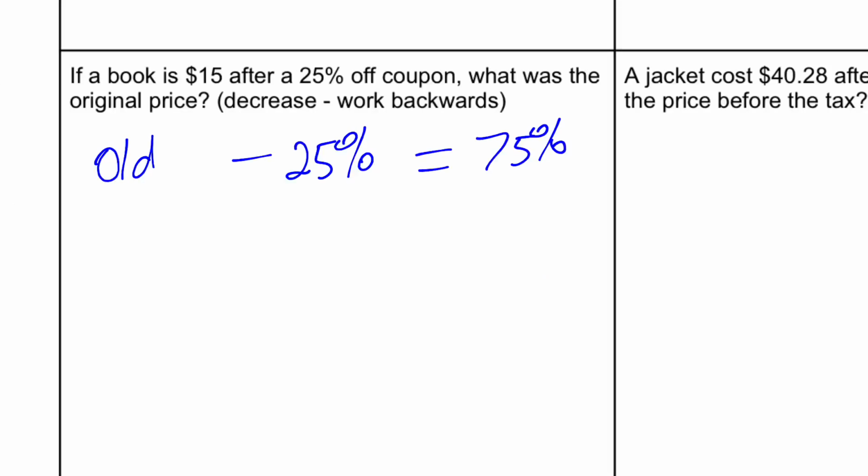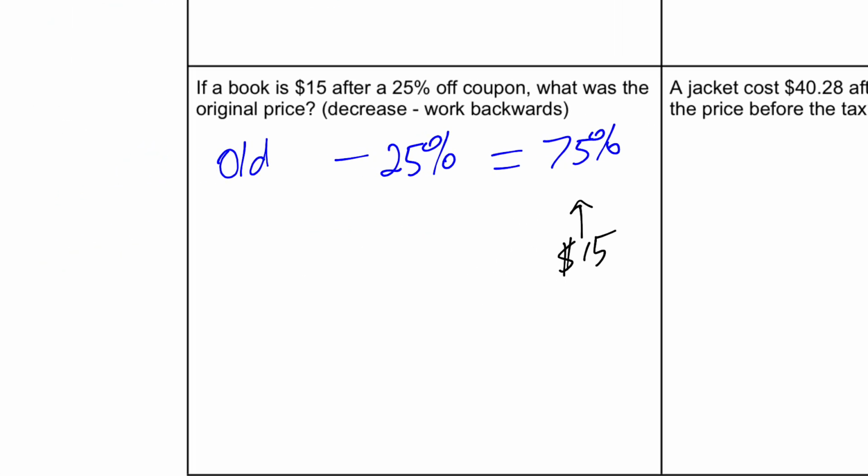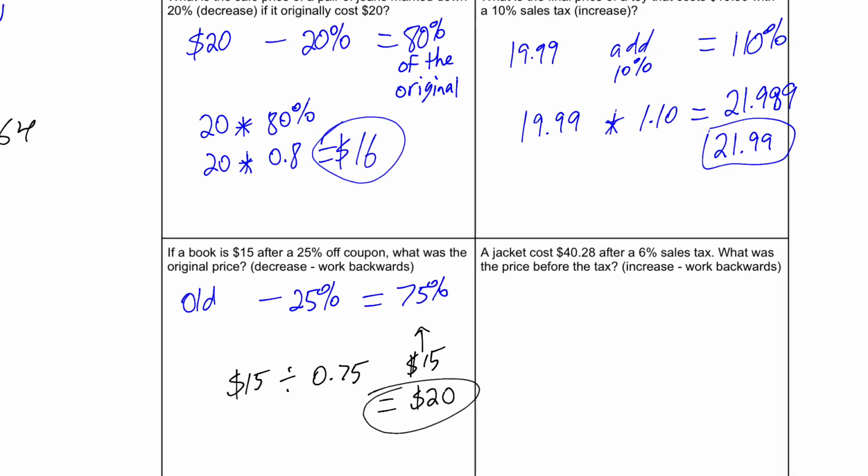Here we have a decrease, but when they give us $15, that is the price over here. That is 75% of the original price. So with these before, we were multiplying by 80% because we were applying the discount. Here, we're going to take $15 divided by 0.75 because we are working backwards to find the original. And that'll give you $20. So if you have the original and you're working forwards, times 80% or times 0.8. If you're trying to find the original price, you divide instead of multiply.